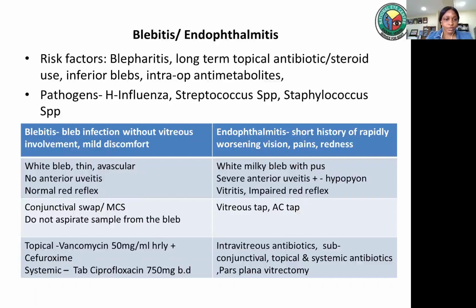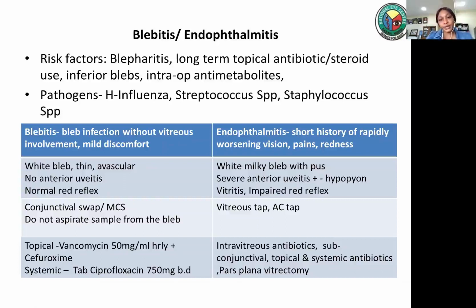In such a case, you do a conjunctival swab for MCS. Please, under no condition should you aspirate a sample from the bleb. One, because as you're aspirating from the bleb, you're creating a button hole and you're compromising your trabeculectomy. And as you're creating that, you're introducing more infections into the bleb, which could spread into the eye and cause an endophthalmitis. So with the blebitis, you give antibiotics to cover, depending. We usually give vancomycin, cefuroxime hourly, and we monitor the patients with systemic antibiotics.